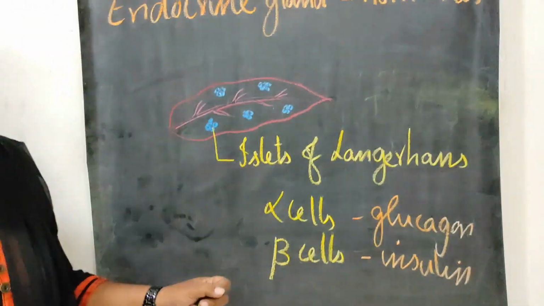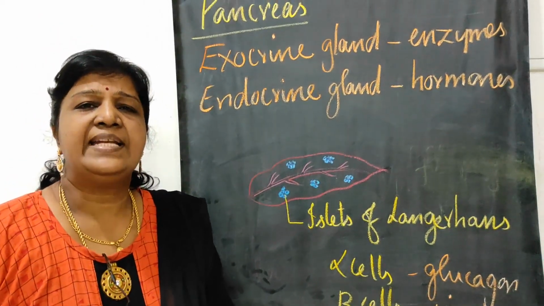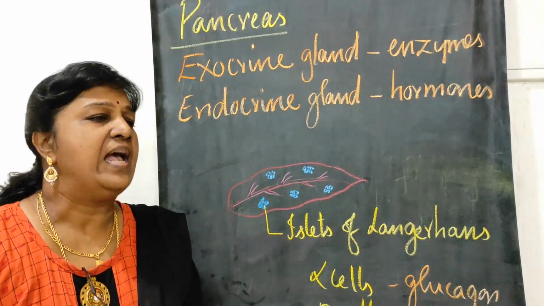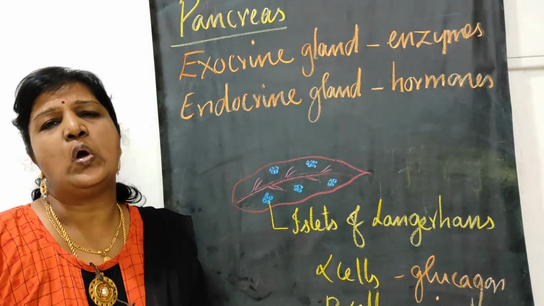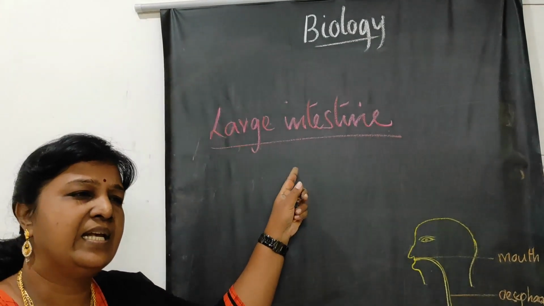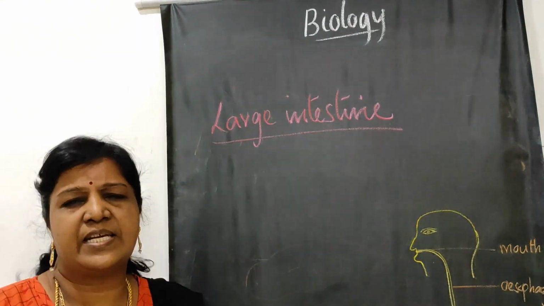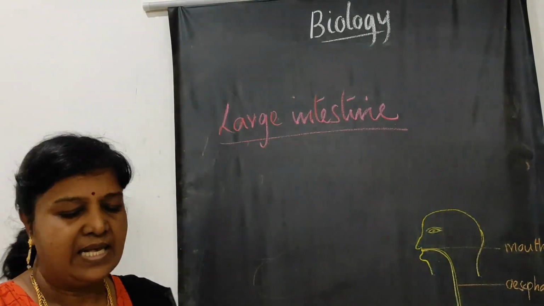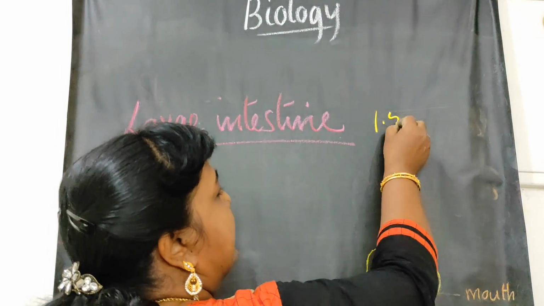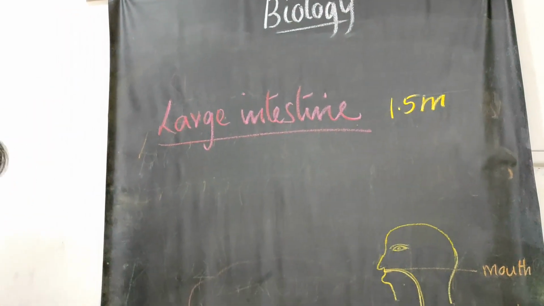Now from the duodenum, the food is slowly moved to the ileum. In the ileum, there are finger-like projections called villi, which help in absorption of food, and it is taken to all parts of the body. The next one is the large intestine. The unabsorbed and undigested food is passed into the large intestine. The large intestine is about 1.5 meters in length.